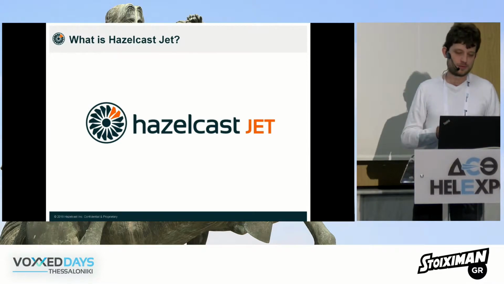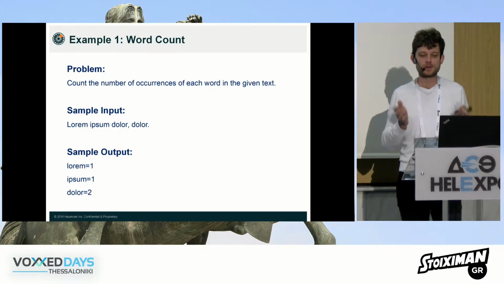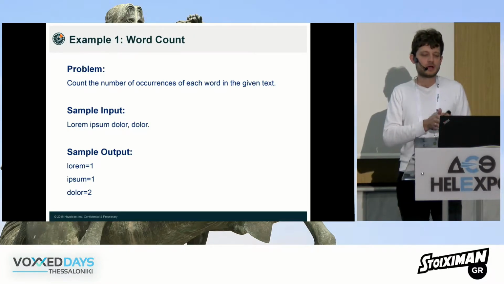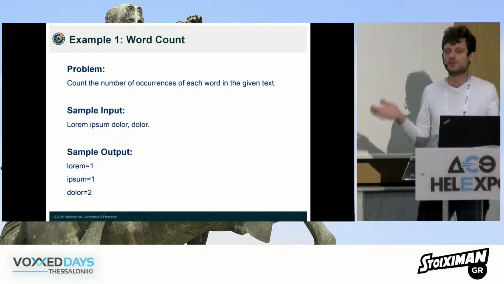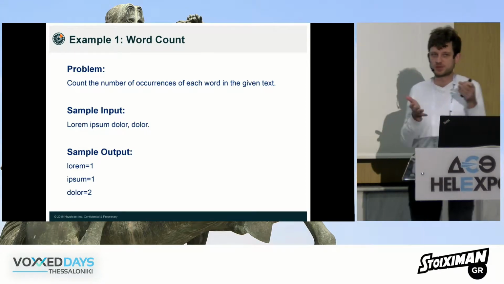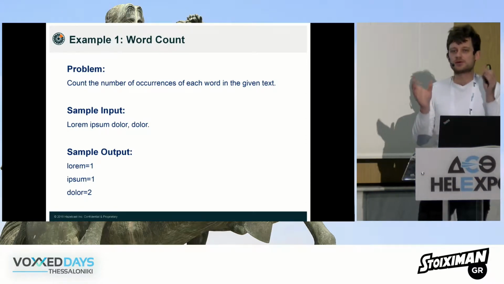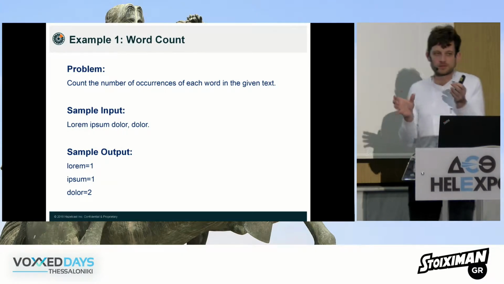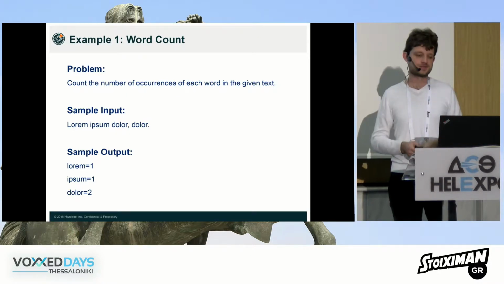Let's see an example. No stream processing presentation is complete without the word count example. This is kind of a hello world in the stream processing world. The problem is that we have a long text. It can be all the books from the Gutenberg project or just the Shakespeare books, just a long text. And we would like to count how many occurrences of each word were in this text. So basically the output is a map which maps a word to a number of occurrences.